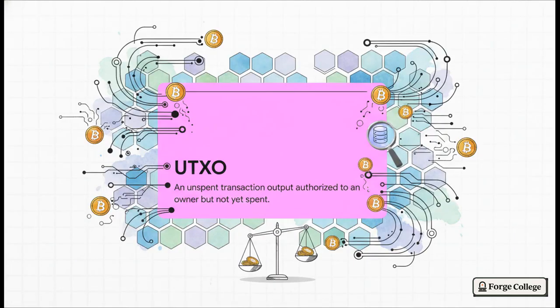So what the node is actually verifying at desk 2 is the UTXO, the unspent transaction output. Basically, this is a piece of Bitcoin that has been authorized to an owner but hasn't been spent yet. Nodes maintain this highly optimized, ridiculously fast database of these UTXOs so they can instantly verify if the funds are actually available. It's what enforces the most unbreakable rule of money: you simply cannot spend the exact same coin twice.